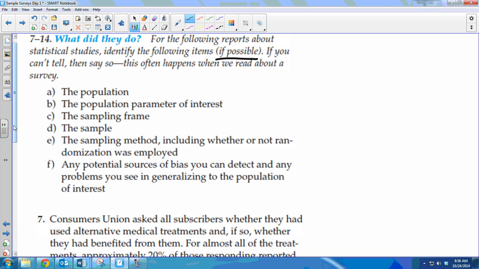Something's missing. So we want to know the population that they're trying to draw from, the population parameter of interest. So they want the mean of something, the proportion of something. What do they want? The sampling frame. What's their list going to be? The actual sample, who did they actually survey? The sampling method, for now, we're just going to talk about how they actually sampled if they tell us. Those have specific names we'll talk about on Monday. And then any potential sources of bias or any problems you could foresee. We're just going to list all those things out.